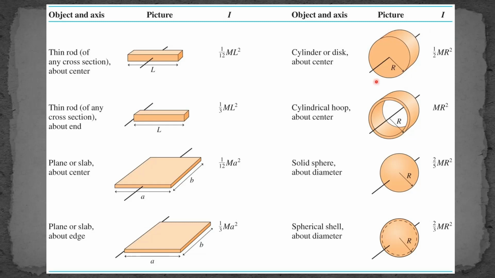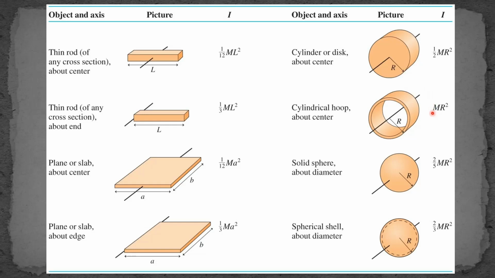So the reason why I like this column over here is because every term has mr squared in all of them. So if we assume all of these objects had the same mass and the same radius, then the key to determining which one has the greater rotational inertia is just this factor, this fraction out front.